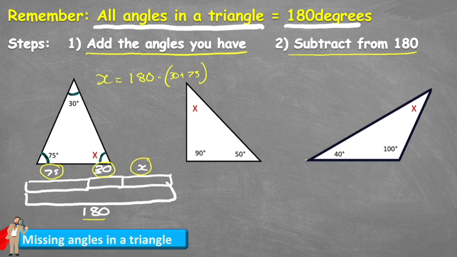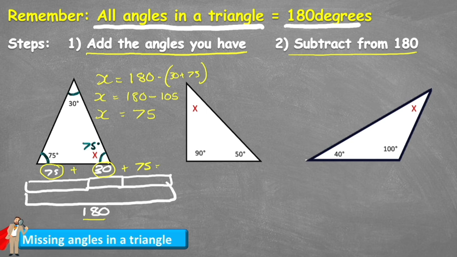So now I can start to solve this, and again, let's start with our brackets. X equals 180 subtract, well, what's 30 plus 75? That's 105. So therefore, x equals 180 subtract 105, which is 75. So for this missing angle, we should have 75 degrees. Now I can double check that by putting that into my bar model. We think 75. And now I can check whether this all equals 180 when I add it together. 75 plus 30 is 105, plus my 75 is 180.